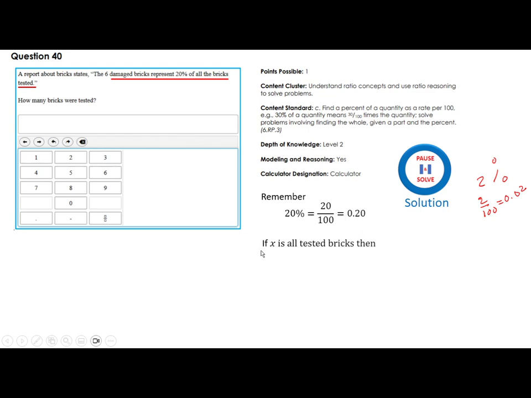So if x is all tested bricks, that means 0.20 times x equals 6. 20% of the bricks, 6. Now you divide both sides by 0.20. You get x is equal to 30.